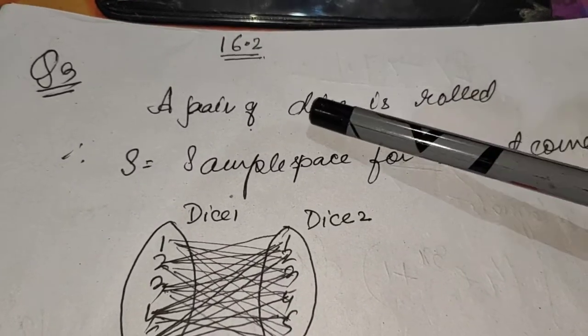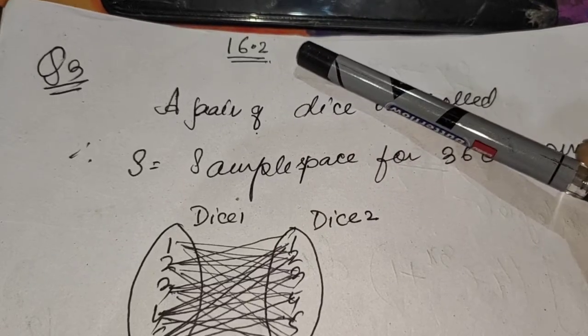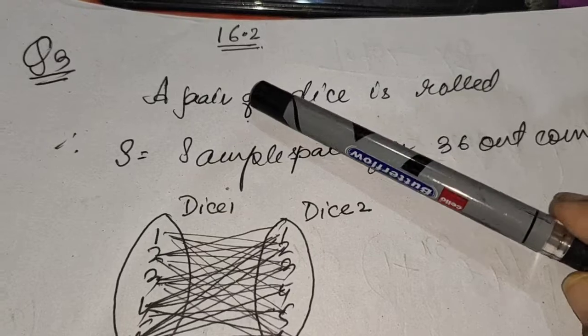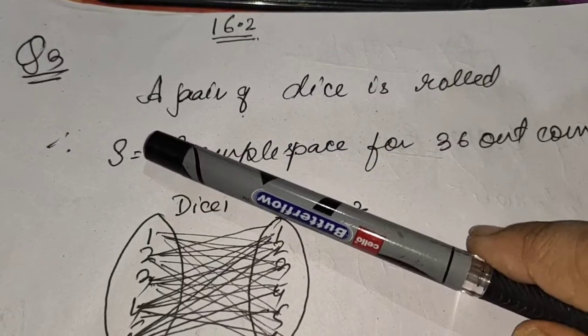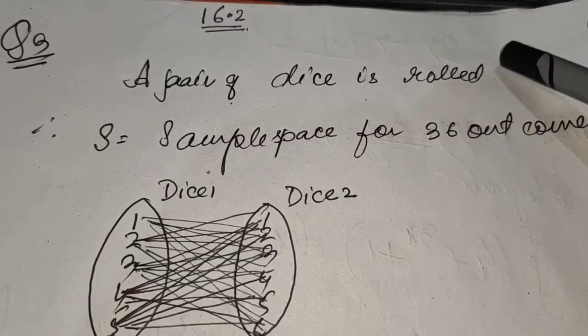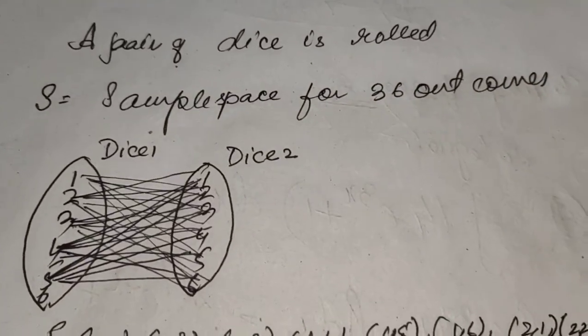Today we will start the 16.2 exercise. The first important question is question number 3. It is like this: a pair of dice is rolled. Then what will be the total sample space?